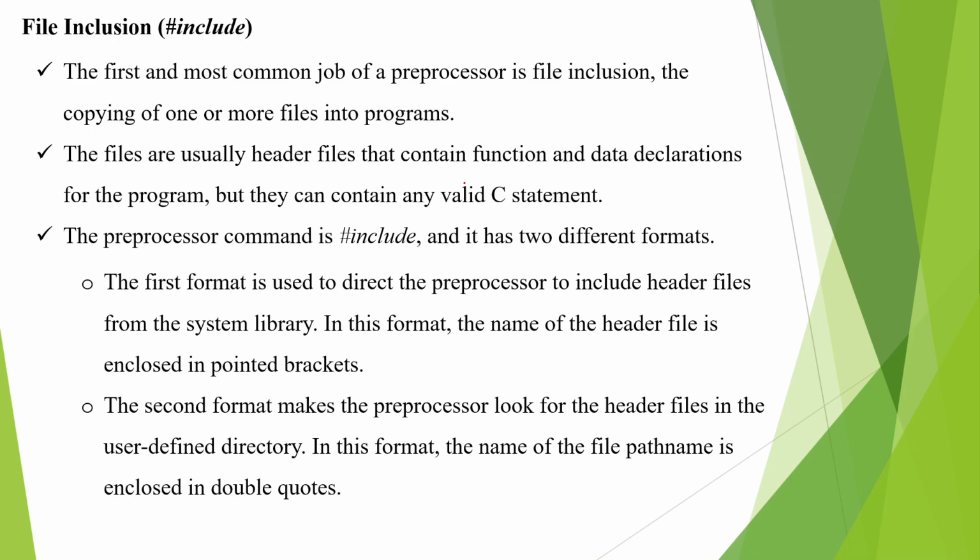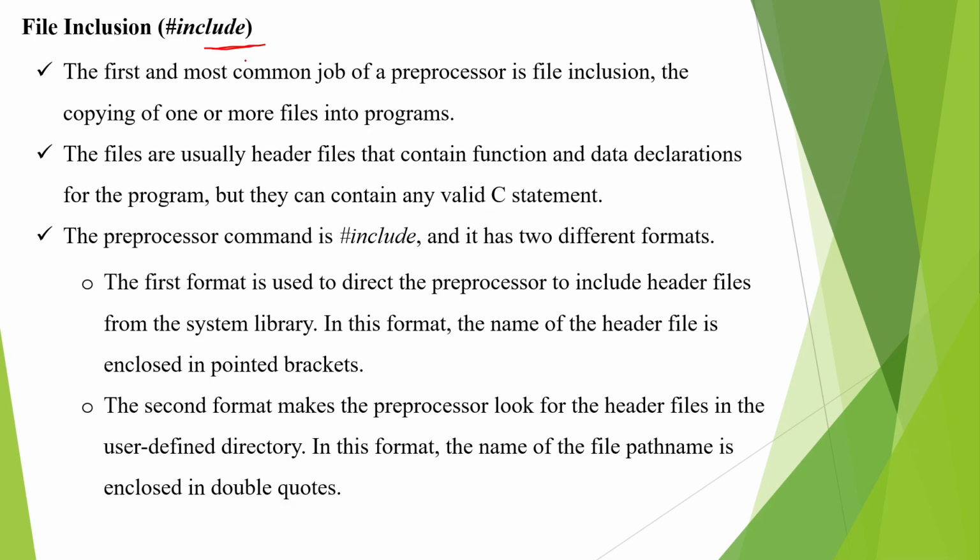So the first type of preprocessing command is the hash include. It is one of the most commonly used preprocessor commands. Almost all C programs have this hash include preprocessing command. The purpose is very simple: to include a file into your program.